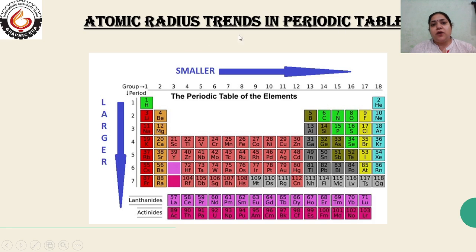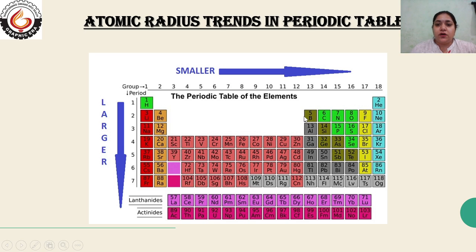Then if we are talking about the trend for atomic radius in the periodic table, what happens? When we move across a period, the value decreases. Why does it decrease? We have already discussed in effective nuclear charge that when we move in a period from left to right, the number of shells remains the same. That is, in the second period the number of shells is 2, in the third period the number of shells is 3. So lithium, beryllium, boron, carbon, nitrogen, oxygen, fluorine all have the same number of shells. So the size difference is not much.